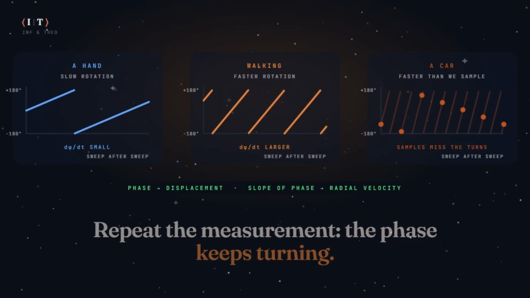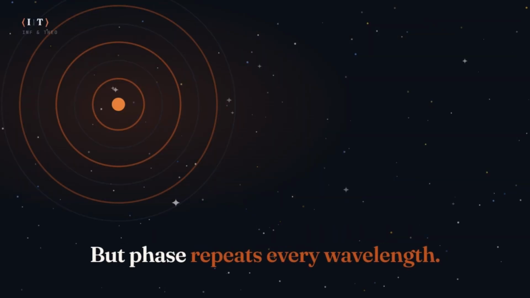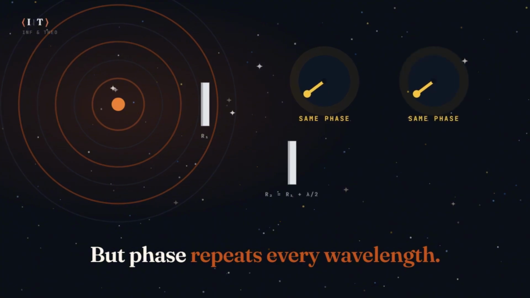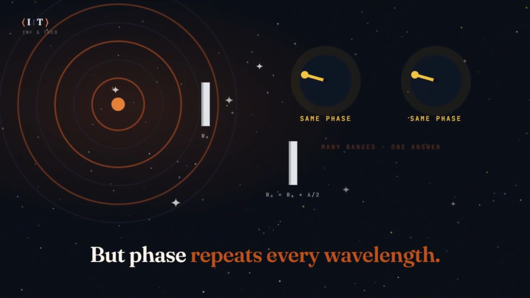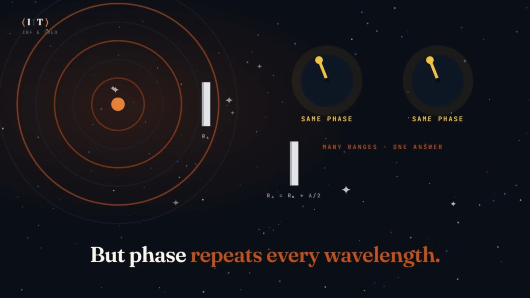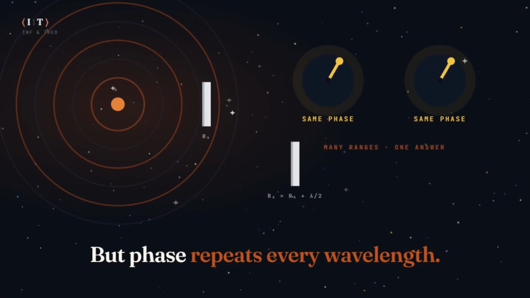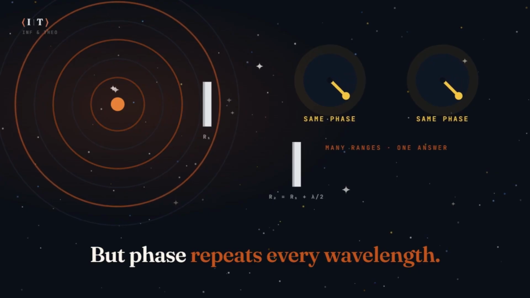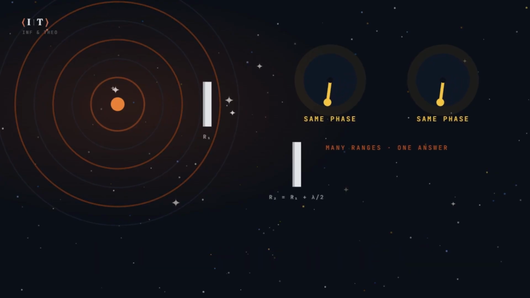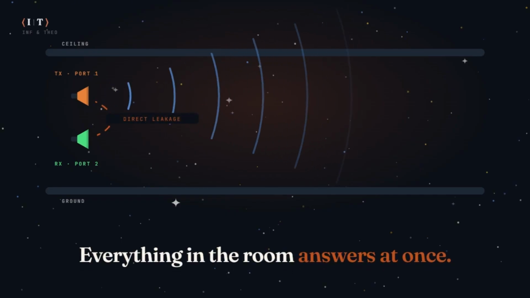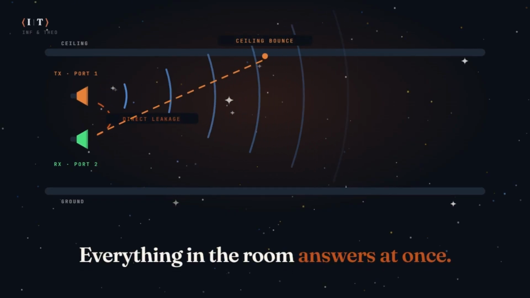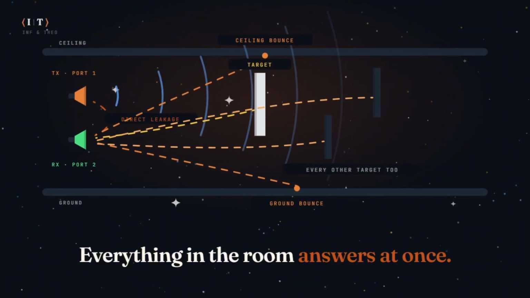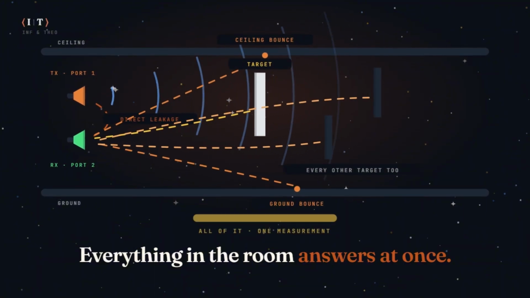Two things to know before you call this a radar. First, the phase repeats. Move the plate another half wavelength and you read exactly the same number again. 6 centimeters, 18, 30, one reading, many distances. Second, the antennas are not picky. Some signal leaks straight from transmit to receive. The rest bounces off the ceiling, the floor, the bench, and every other object in the room. All of it arrives together as one number.